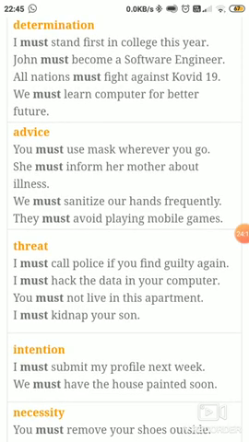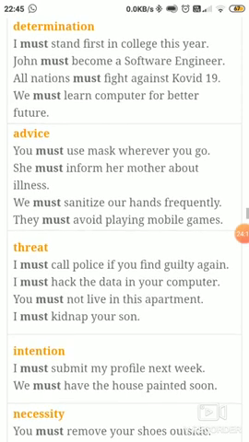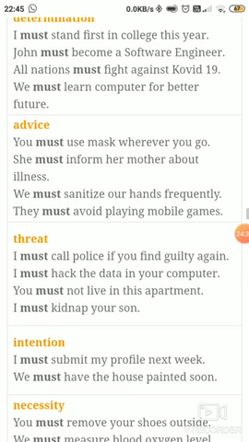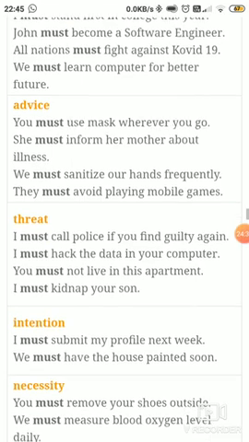She must inform her mother about the illness. We must sanitize our hands frequently. They must avoid playing mobile games. Threat. I must call the police if you are found guilty again.